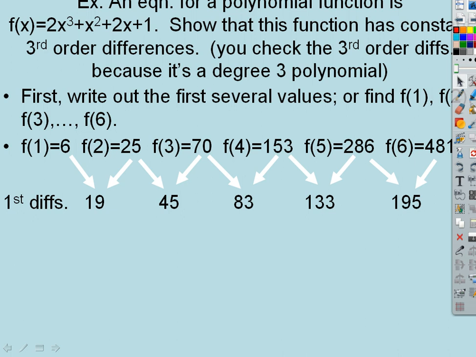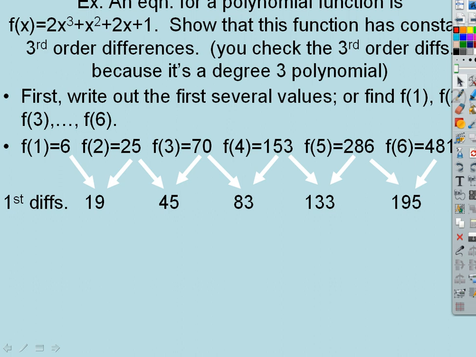Good. And how do we get those y values? Plug them in the function, right? If I put 1 in for x, I get back 6. If I put 2 in for x and calculate, I get back 25, etc. That's how I'm getting the y values. I'm just evaluating the function at those values of x, right? And so I'm just going to calculate all these finite differences.